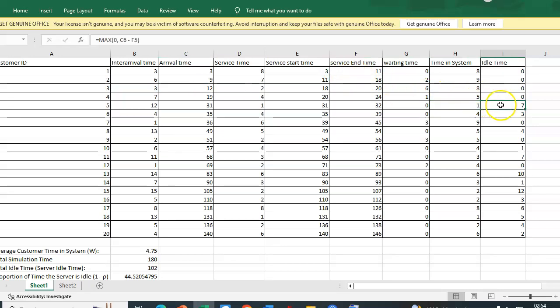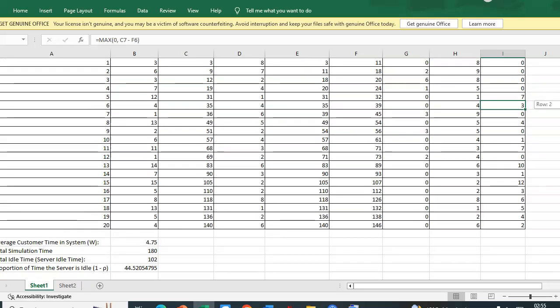And let me show another example. This one is 7. So we get the arrival time for this, which is 31, minus the service end time of the previous customer, which is 24. That's why you get 7. So this one is 3. How do you get it? You go to this row, get the arrival time, which is 35, minus the service end time of the previous customer, which is 32, which makes it 35 minus 32, which is 3. That's how you get the idle time.